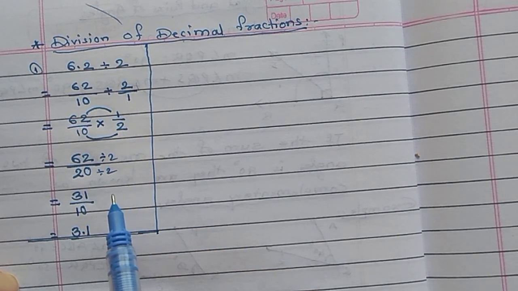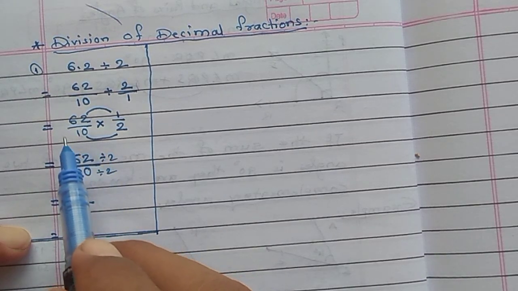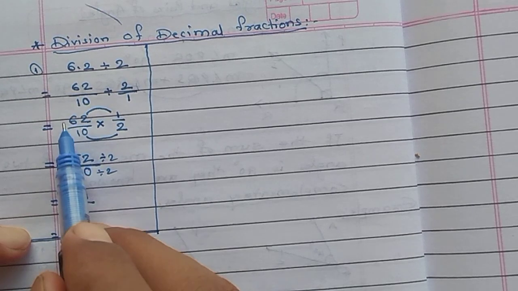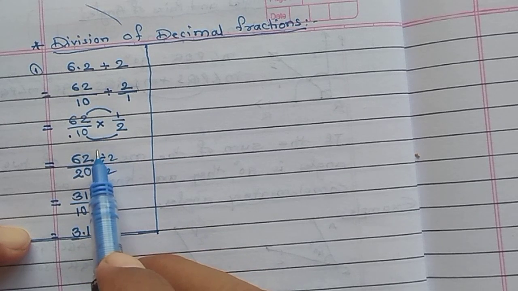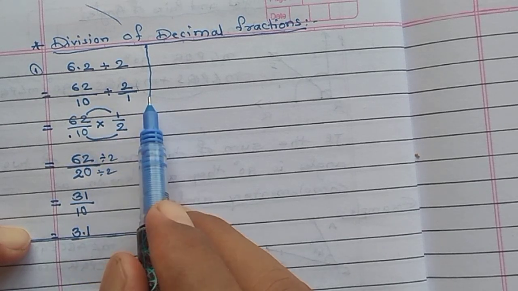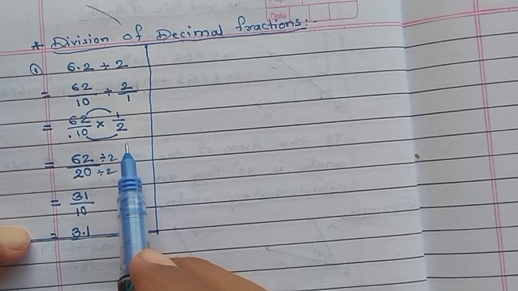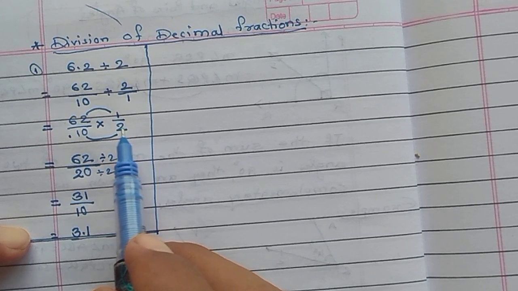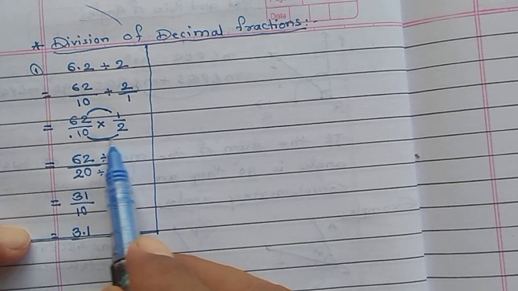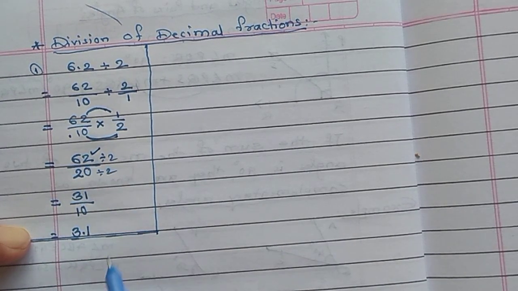Now we know the rules of division of fractions. In division of fractions, the first fraction is written as it is. So it is written 62 upon 10. Instead of the division sign, the multiplication sign is taken. So multiplied by the multiplicative inverse of the second fraction, that is 2 upon 1, it becomes 1 upon 2. Then by following the rules of multiplication, numerator multiplied by numerator, denominator multiplied by denominator, we get the answer 62 1s are 62 and 10 2s are 20.